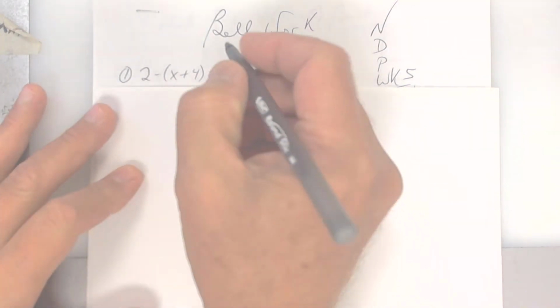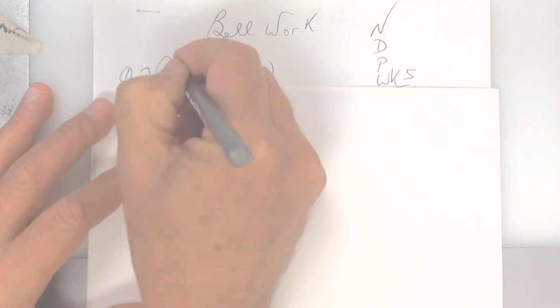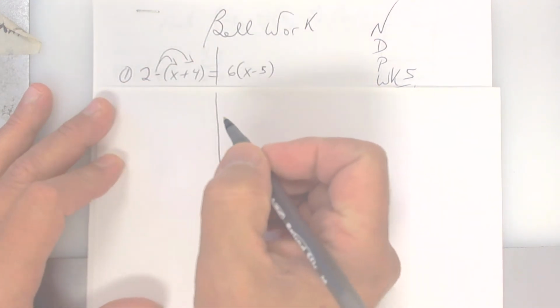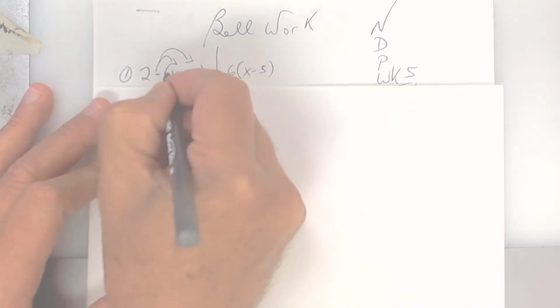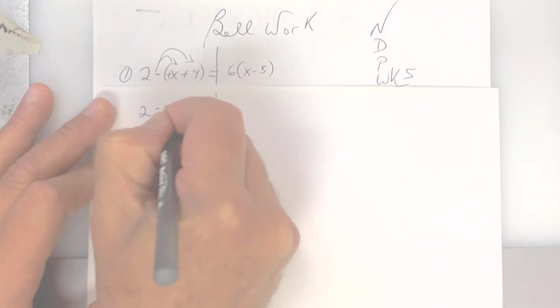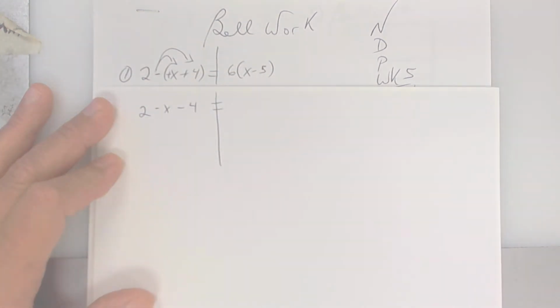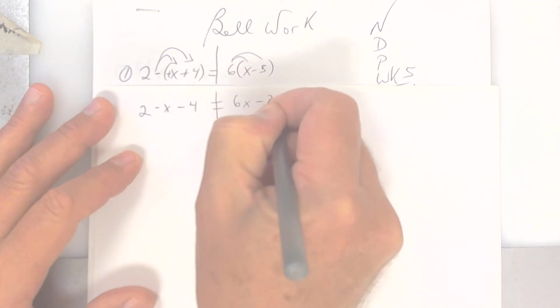Draw your line. What I would do is take this negative right here and distribute the negative. Some teachers tell you to put a 1 in front of there. We're just going to distribute. So you bring down the 2. A negative times a positive is a negative. So that's the first thing you do, distribute that negative. Right here, you're going to get 6x minus 30.